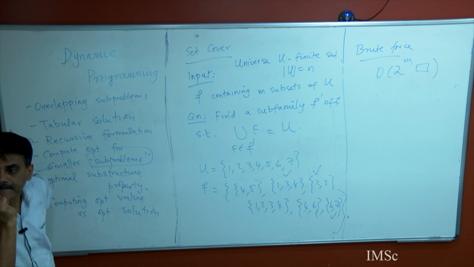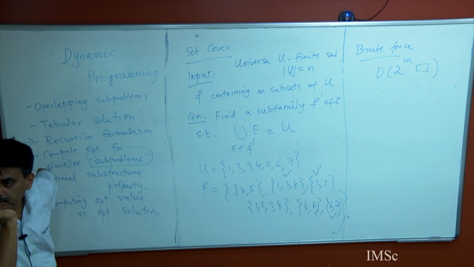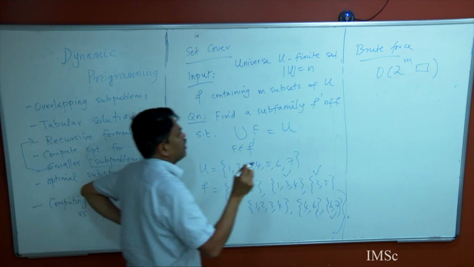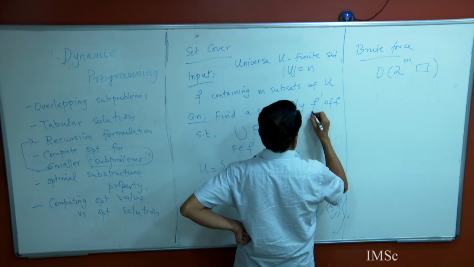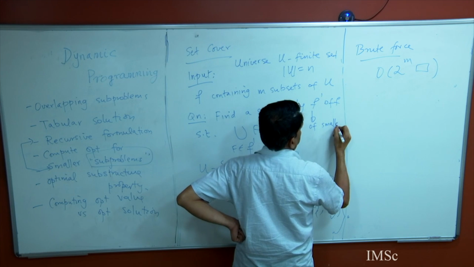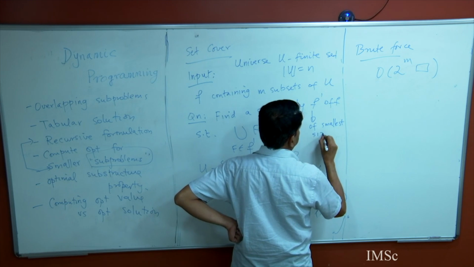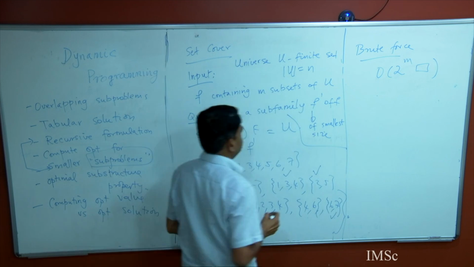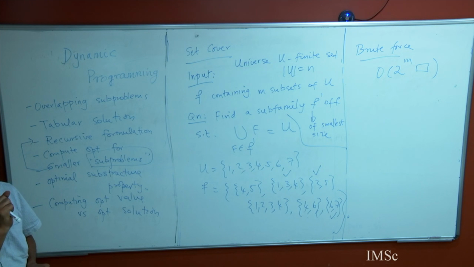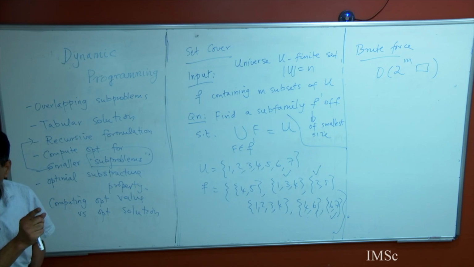Finding any value is okay, or should we find the specific F prime? Yeah, a subfamily of smallest size. It's clearly an optimization problem. Is that clear? Yes, it's a subfamily of the smallest size.